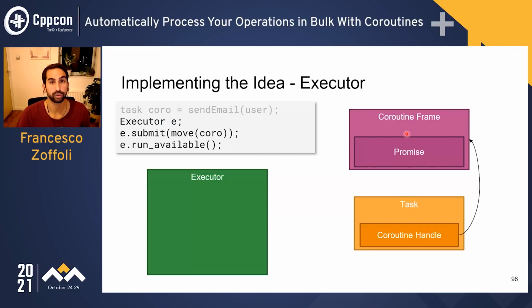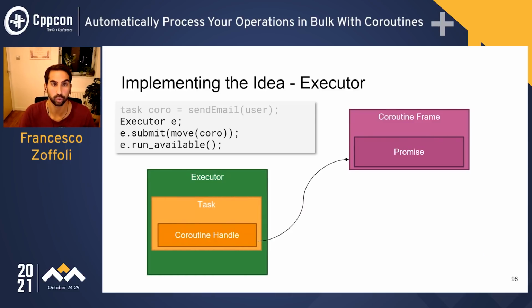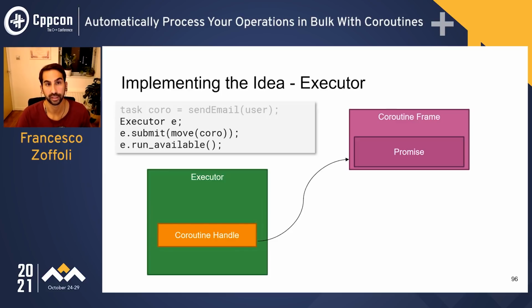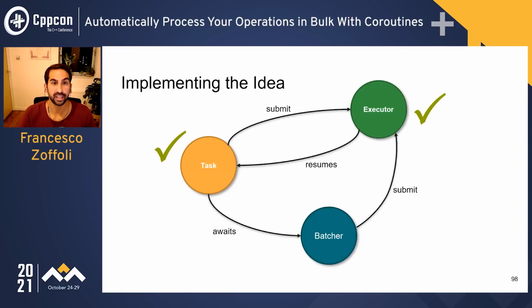We already have the coroutine frame and the task that we saw earlier, and then we call submit. When we call submit, we move the task into the executor, and then the executor steals the coroutine handle from the task. Then in run available, the executor is going to call resume on this coroutine handle and is going to start the coroutine again. I don't see questions, but of course, feel free to ask, and we are going to stop as they come. And at this point, we implemented the task and the executor. The only thing that's left is our batch.